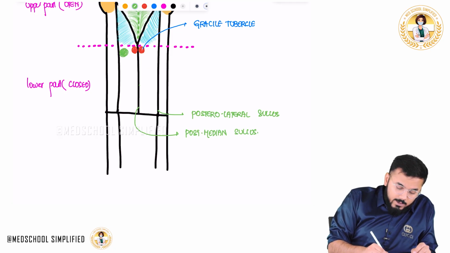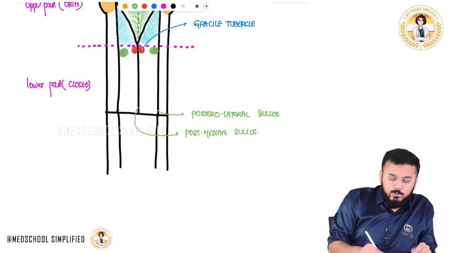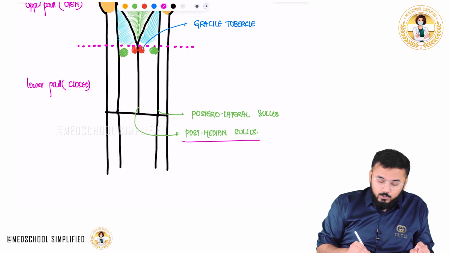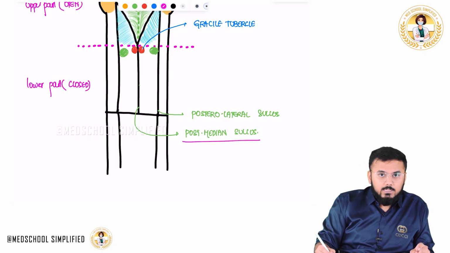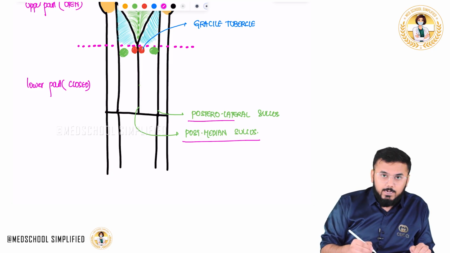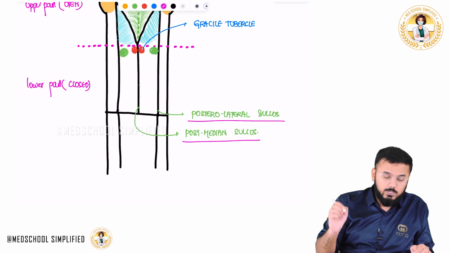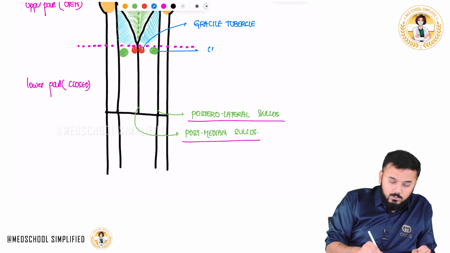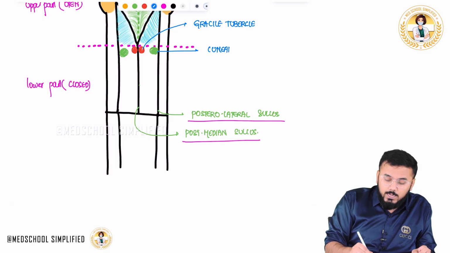Now lateral to the gracile tubercle, here you have a very important tubercle, and here also you have a very important tubercle. Where is the gracile tubercle present? It is present towards the posterior median sulcus, and this green color tubercle which I am writing right now is present towards the posterolateral sulcus. This green color tubercle is called the cuneate tubercle.